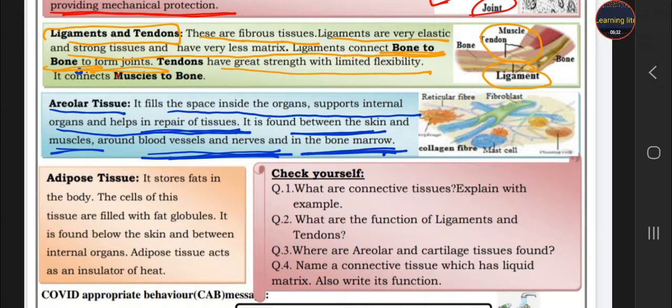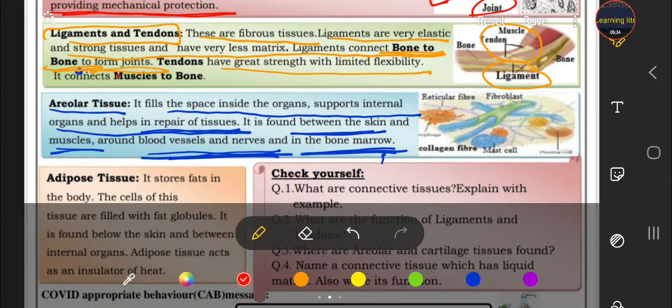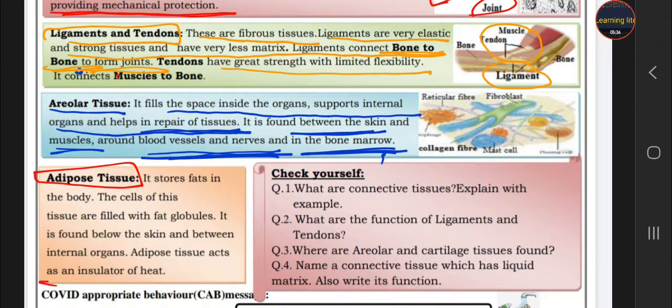These are the locations. Last one, student, is very important, that is adipose tissue, which acts as the insulator of the heat. It means it protects our body in the winter season by preventing the heat from going out of our body. It is present in the form of fat globules below the skin and between internal organs. Now do the exercise.